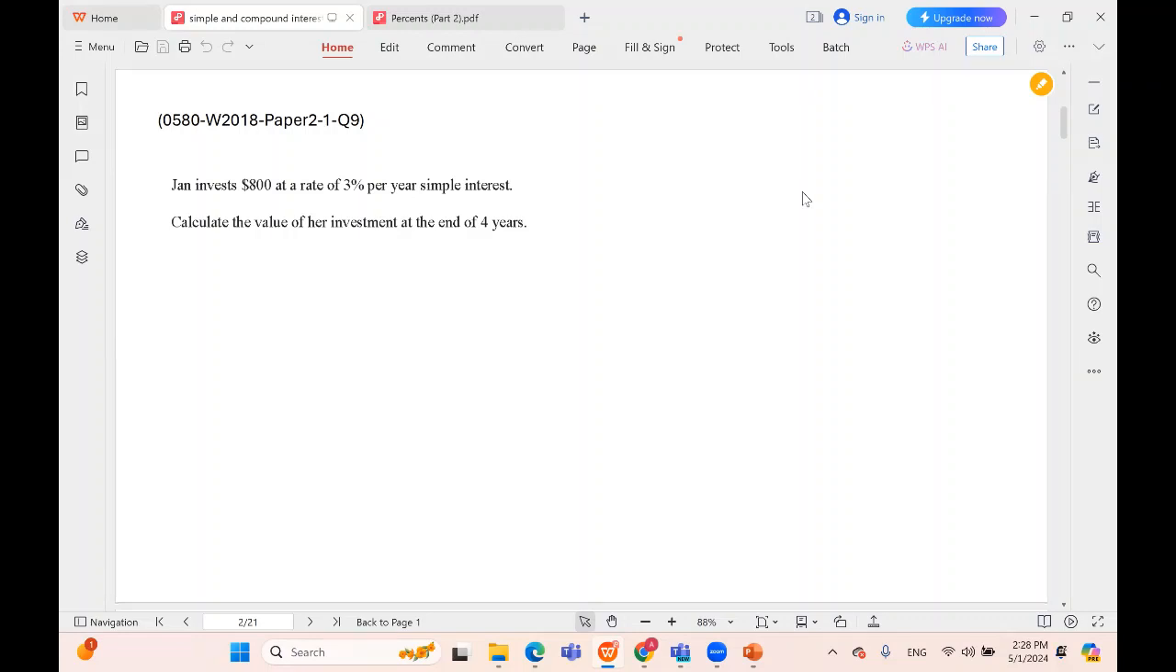So the formula for simple interest is F, or future, equals present times 1 plus rate times number of years. So F equals P times 1 plus Rn. Now, the rate is basically the interest rate that we are given here. This is 3%, so 3 over 100. The number of years is 4. So we have here 4 years.